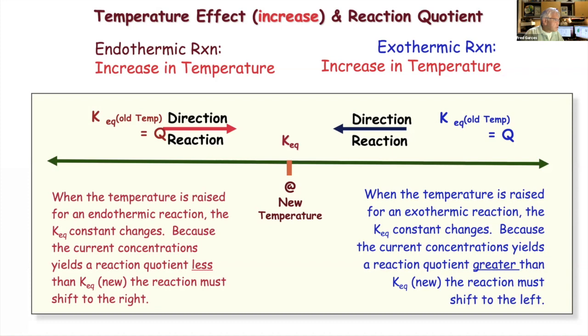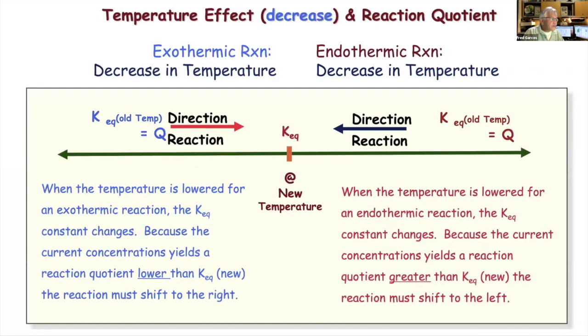This endothermic reaction is like when a salt dissolves in water. This exothermic reaction is when you increase the temperature in a carbonated beverage, okay? What happens is that the old equilibrium constant now becomes Q. The new equilibrium constant is lower than that value, and the reaction shifts to the left, okay?